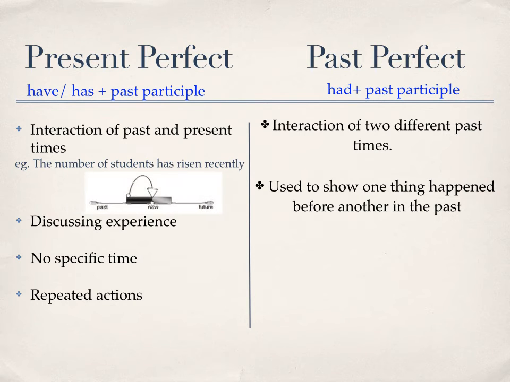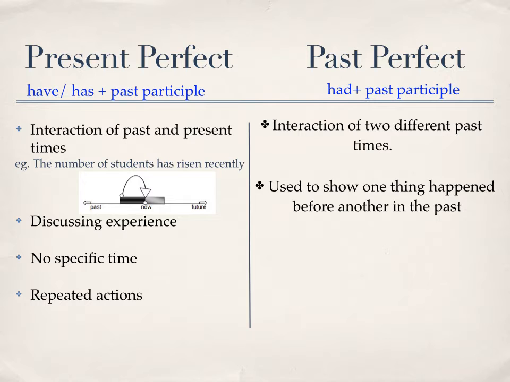And we have two times interacting there. We have a time in the past when this started, and this continues up to now. Okay, so it's like a block of time, a past time and a present time coming together. But it's not the only time we use perfect tenses.